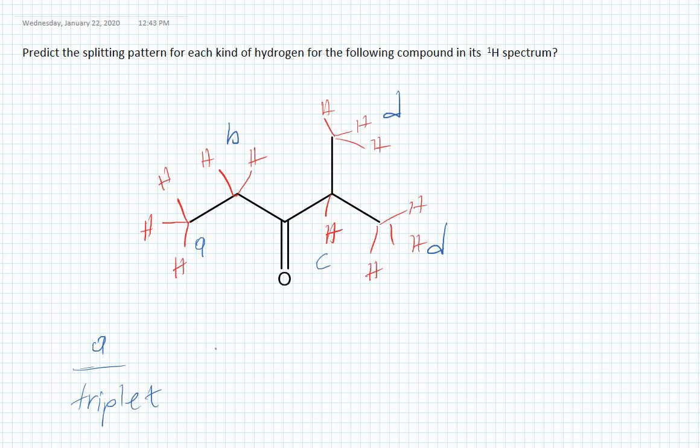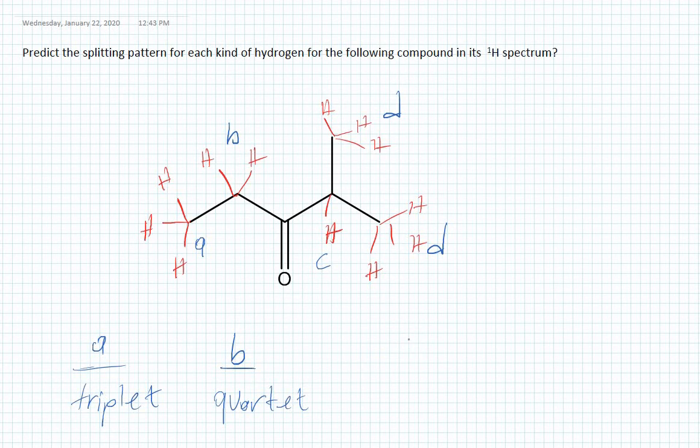Okay, let's look at protons at B. Since B has three neighboring equivalent hydrogens, 3 + 1 is 4, so B will appear as a quartet. Let's write here. So 4 peaks will appear for B.